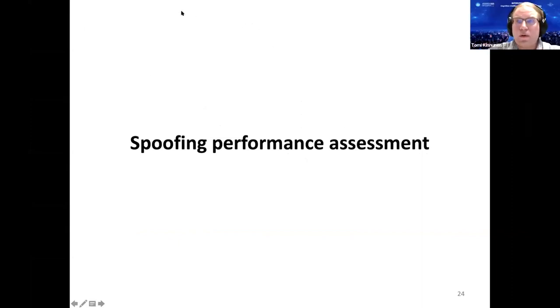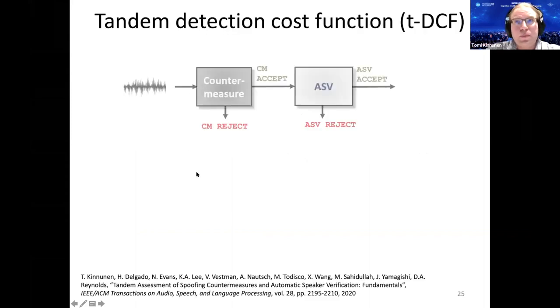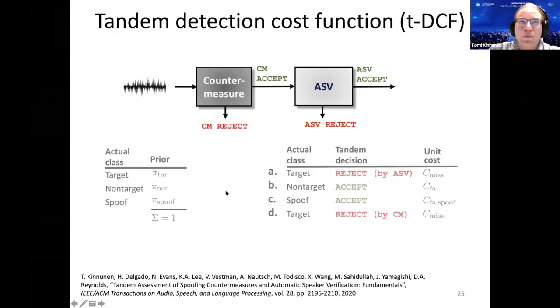Okay, so as our last analysis, we look at a so-called tandem performance assessment of the spoofing countermeasure and the ASV. So let's look at how this looks. Basically, in this case, we are thinking that the spoofing countermeasure is something like a gate, which tries to stop the voice conversion attacks from being sent to the ASV system. And there is a recent metric, you can find the reference below, which can be used to evaluate the combination of these two systems.